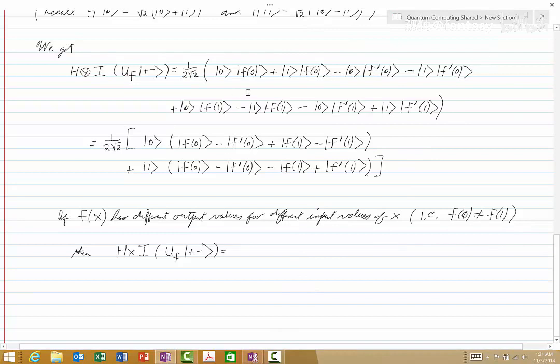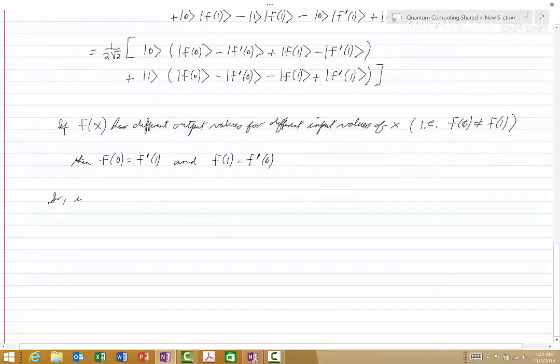Well, perhaps the easiest way to evaluate this situation is to make the following observation first. If f of 0 is not equal to f of 1, remember this is a Boolean function, it only has two possible values. So if f of 0 is not equal to f of 1, then f of 0 must be equal to f prime of 1. And similarly, f of 1 must be equal to f prime of 0.